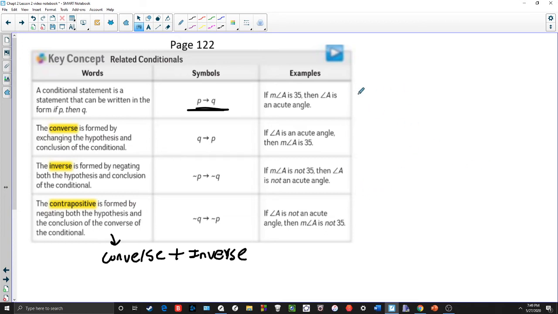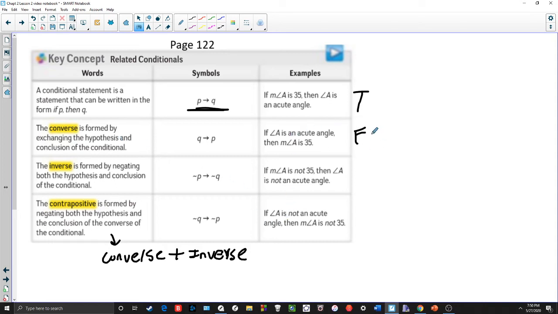So if A is 35, then A is acute. That's a true statement because acute angles are angles that are less than 90. The converse, if A is acute, then A is 35, is a false statement. So the converse and the original do not always have to be both true or both false. They can disagree. Sometimes these are both true, sometimes both false, sometimes one is true and one is false. There's no relation between them essentially.